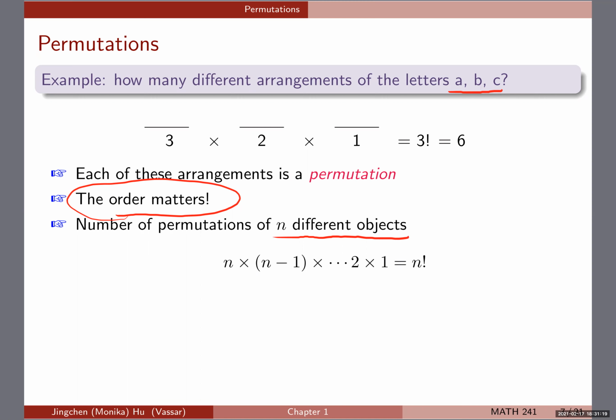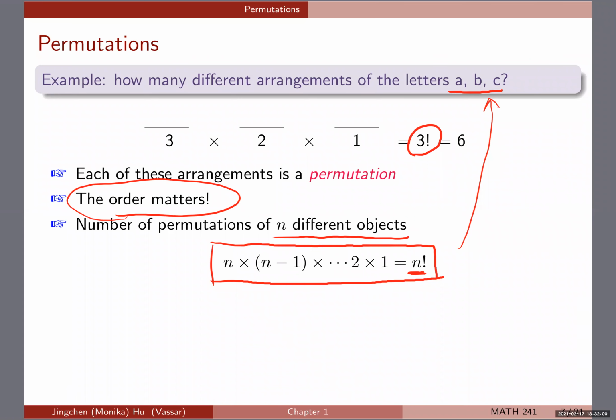So if you have n distinct or different objects, and you're interested in the number of permutations of the n different objects, meaning that we're wondering about the number of arrangements, then a quick, more straightforward expression is what we call the factorial. Some of you probably have seen this definition before. n factorial is defined to be n times n minus 1 times n minus 2, and so on, multiplied until 1.